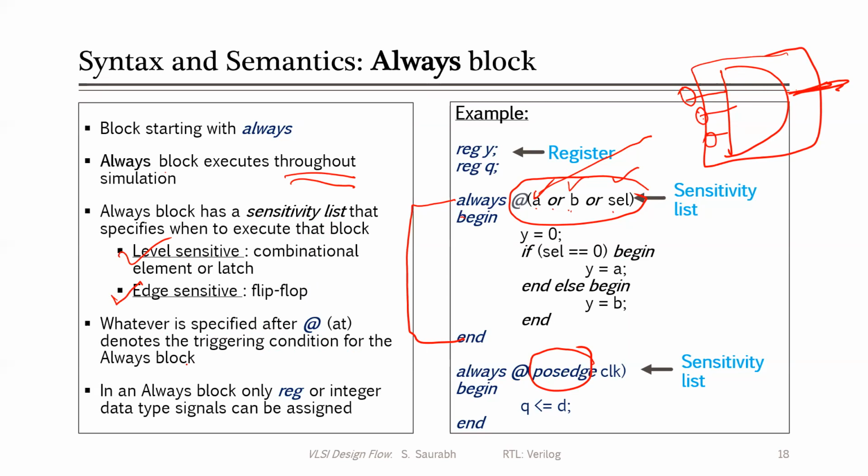In an always block, only reg or integer data type signals can be assigned. You cannot have a wire here. If you have written to a signal inside this procedural block, then it should be declared as a register and not as a wire. Okay. Any questions till now?